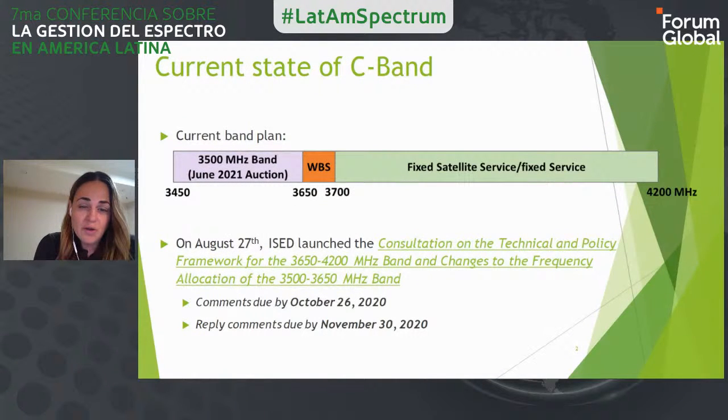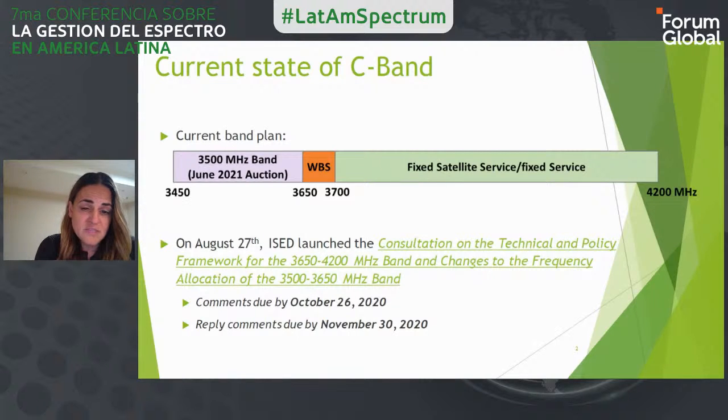So this shows you what our current band plan is. Basically from 3450 to 3650 megahertz, we have our spectrum auction coming up in June 2021 to release that for flexible use. And then from 3650 to 3700, we have what's called wireless broadband service, which I will explain in the next slide. And then from 3700 to 4200, we currently have fixed satellite service as well as fixed service.